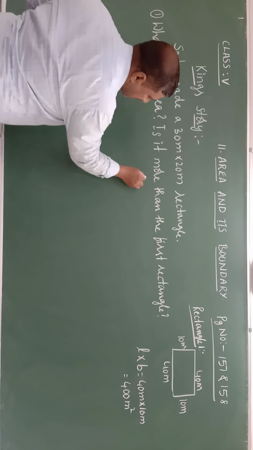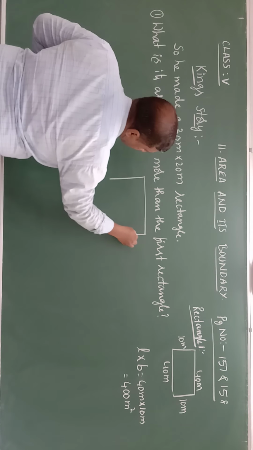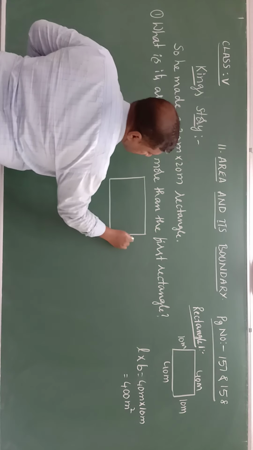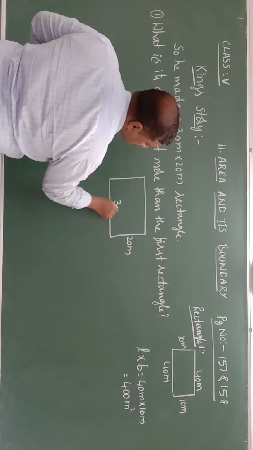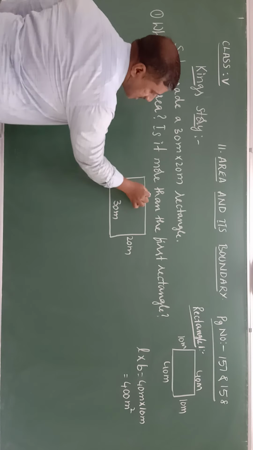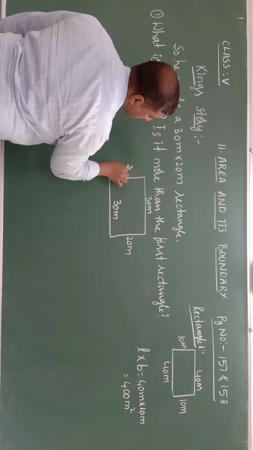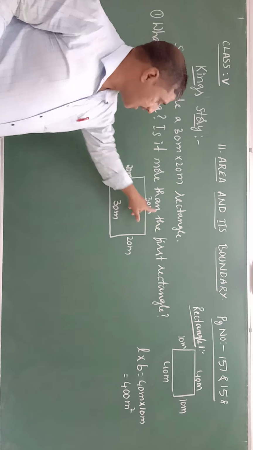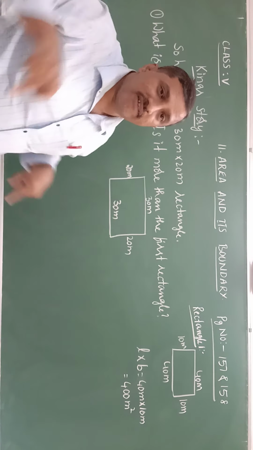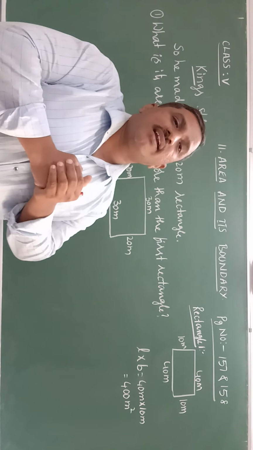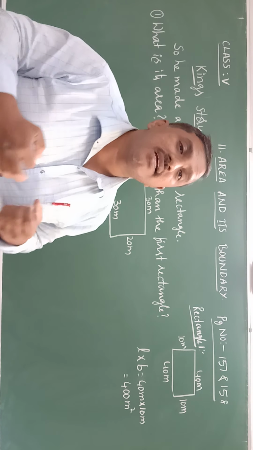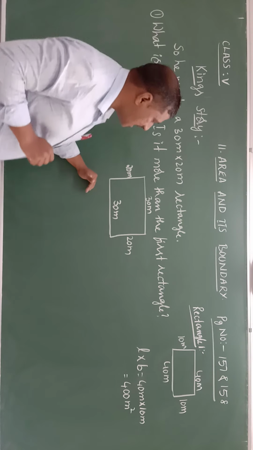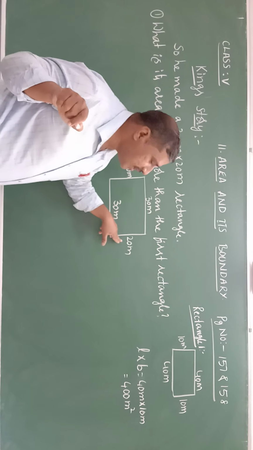He made a 30 meter and 20 meter rectangle. So he made the second rectangle with 30 meters as the length and 20 meters as the width, that is, the breadth. Its opposite sides are 30 meters and 20 meters. You see, 30 plus 20 is 50, 50 plus 30 is 80, 80 plus 20 is 100 meters. So again he used 100 meters of wire only. With that 100 meters of wire he made one rectangle with 30 meters as the length and 20 meters as the width.